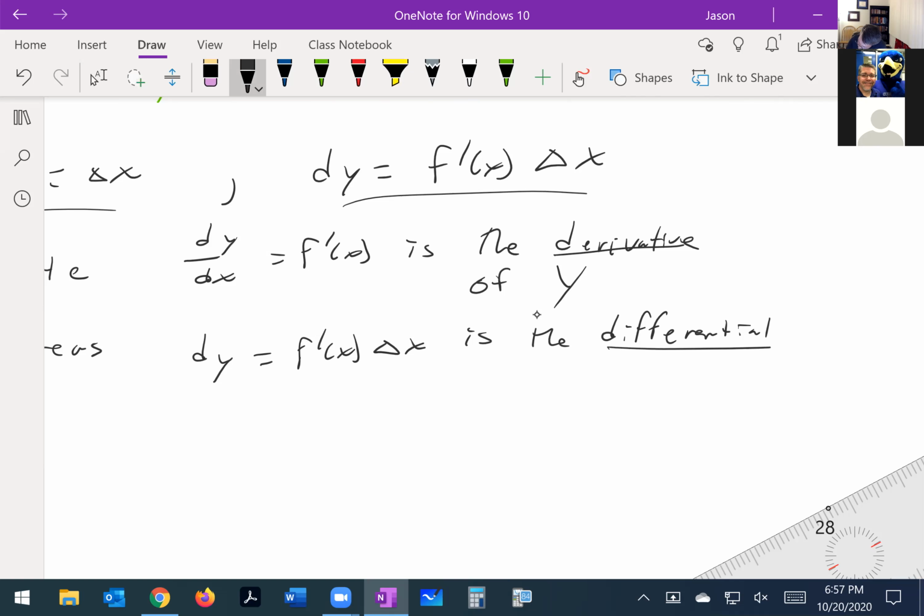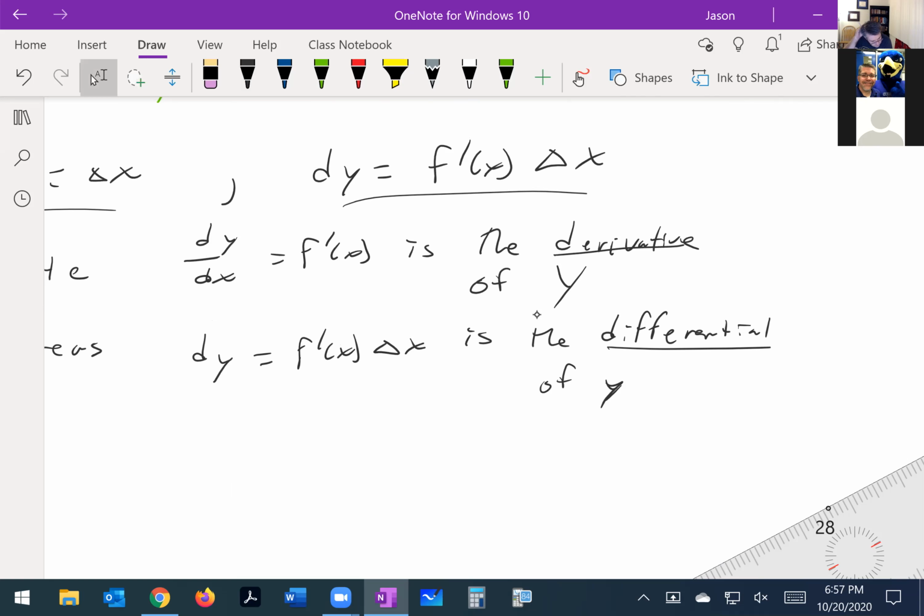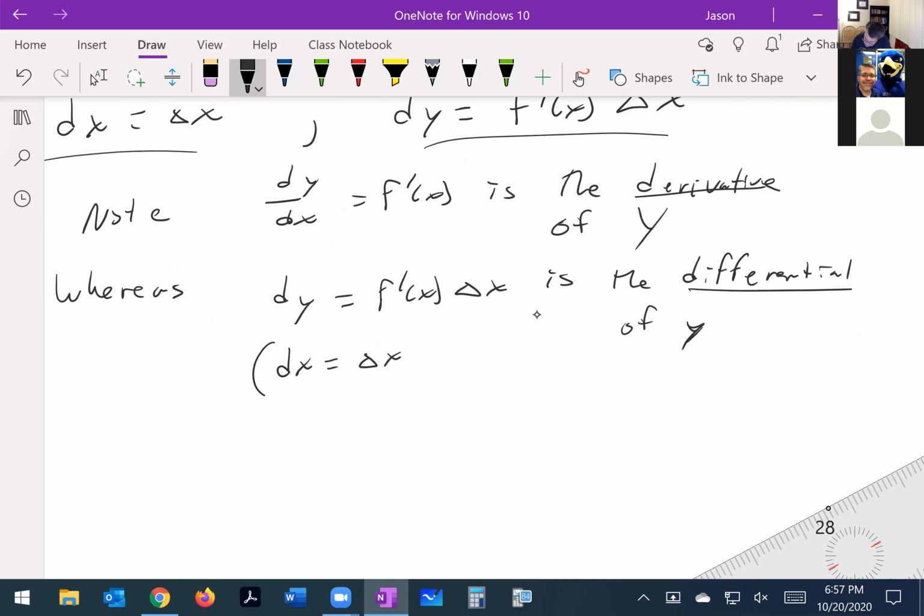That's the differential of y. What's the difference? Well, the difference is that the derivative is dy dx. It's dy over dx. The differential is just dy by itself. dy equals f prime of x delta x. So this one's by itself, this one's over dx, and that's the derivative. And it's a dx, not a delta x. But we said that dx was equal to delta x, so keep that in mind too. Just note these.